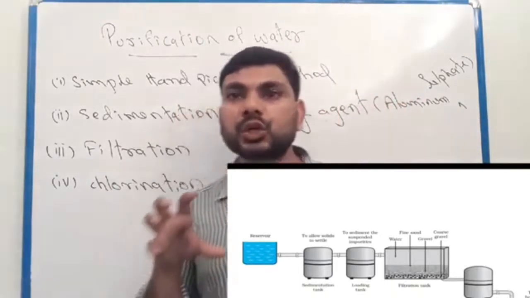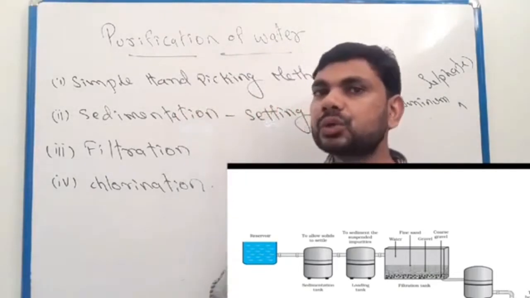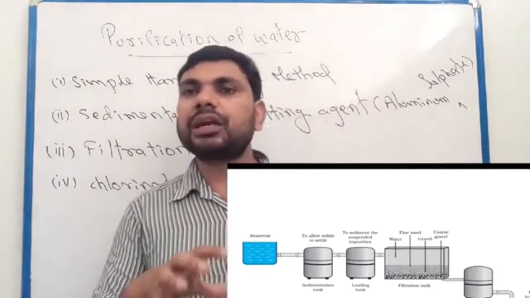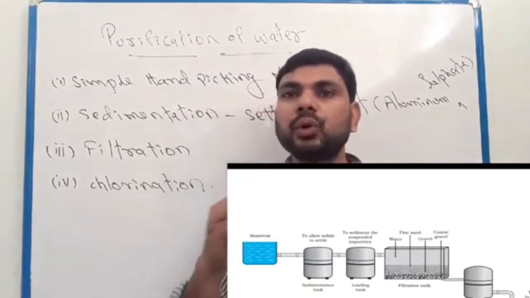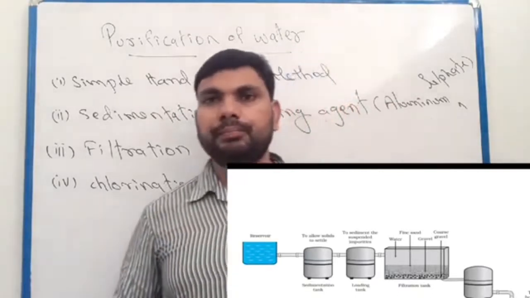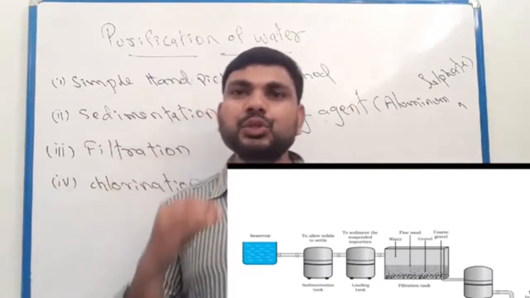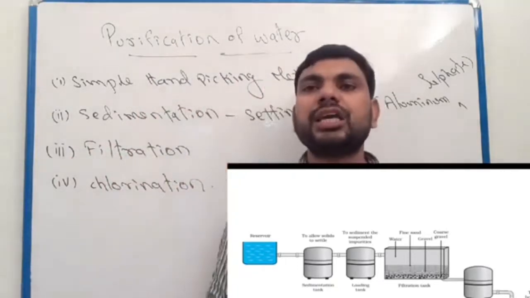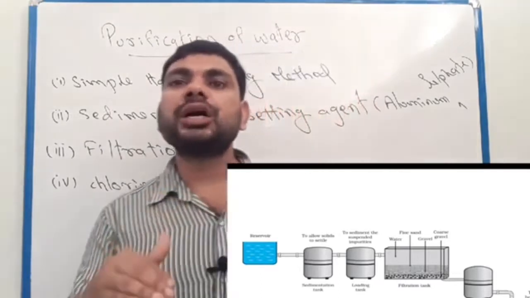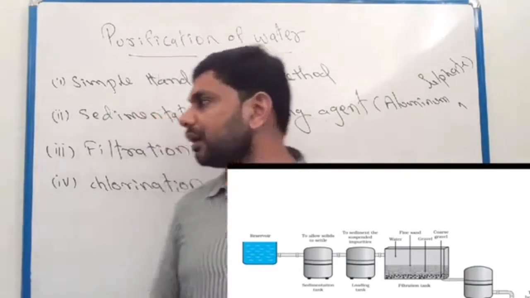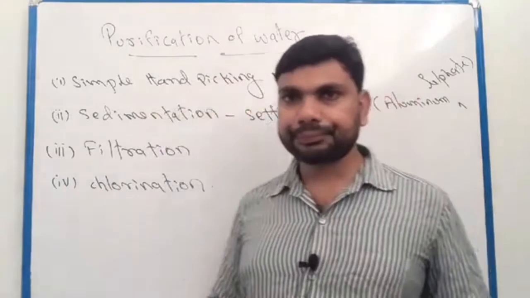We will pass chlorine gas through the filtrate after filtration. This chlorine gas helps to kill germs and bacteria. That's why we will do chlorination here.